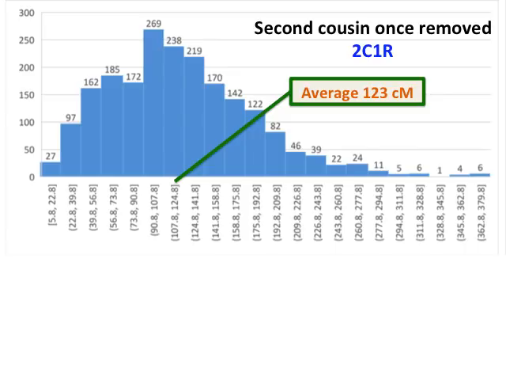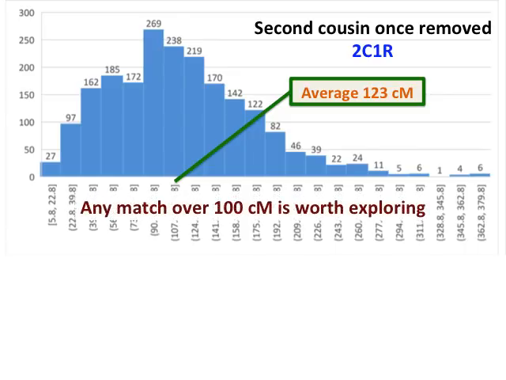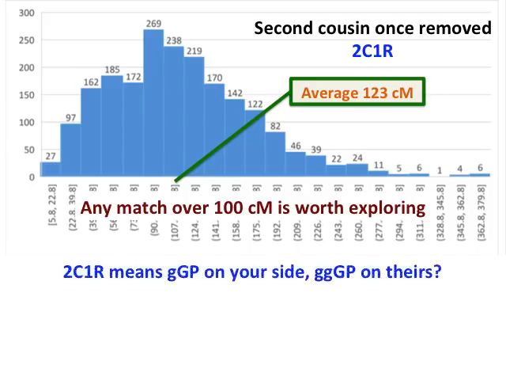In this particular example, and I think any match over 100 centimorgans is definitely worth exploring, because it's going to be relatively close. And for example, second cousin once removed means higher generational level. It'll be one of your great-grandparental couples, one of your great-grandparents. And on their side, it will be great-great-grandparents because they're a generation lower than you. So you see how you can now position where you sit in relation to each other in your family tree.